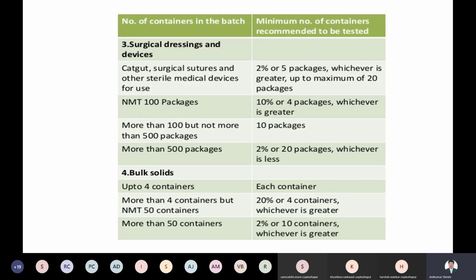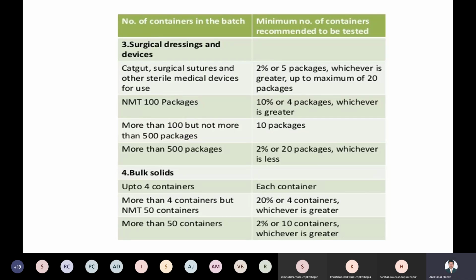So this catgut, then surgical sutures are there. Sutures are particularly for stitching your skin, right? If there is a rupture of the skin or maybe your skin is broken, so that skin should be stitched with the help of the sutures. That's why it is called surgical sutures. And other sterile medical devices are called surgical devices, and some of these devices, surgical dressings. So from that, we can take 2% or 5 packages.